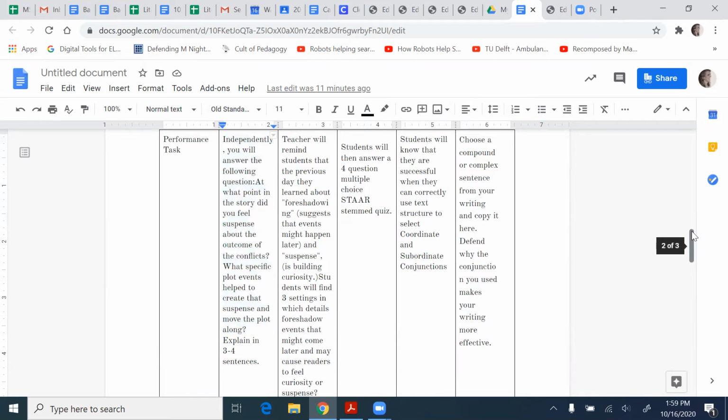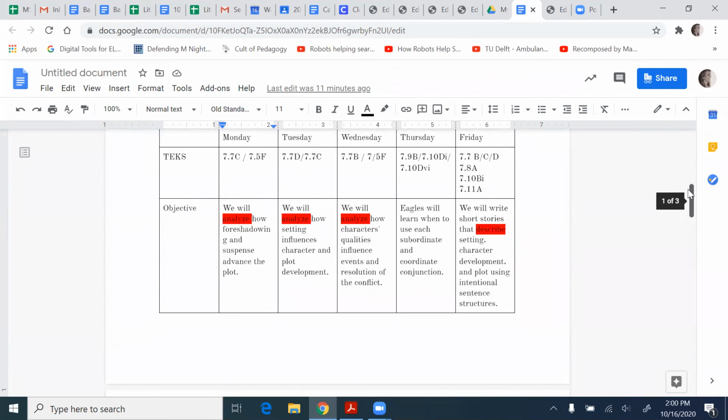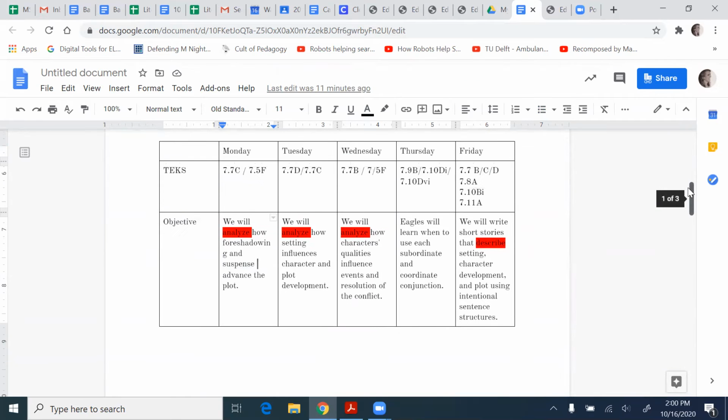So there's not alignment on that lesson plan. There's no way that this success criteria is telling me, yes, my students can analyze foreshadowing within a story. Okay. So, suspense, foreshadowing, suspense. So no. All right. Now the next one.